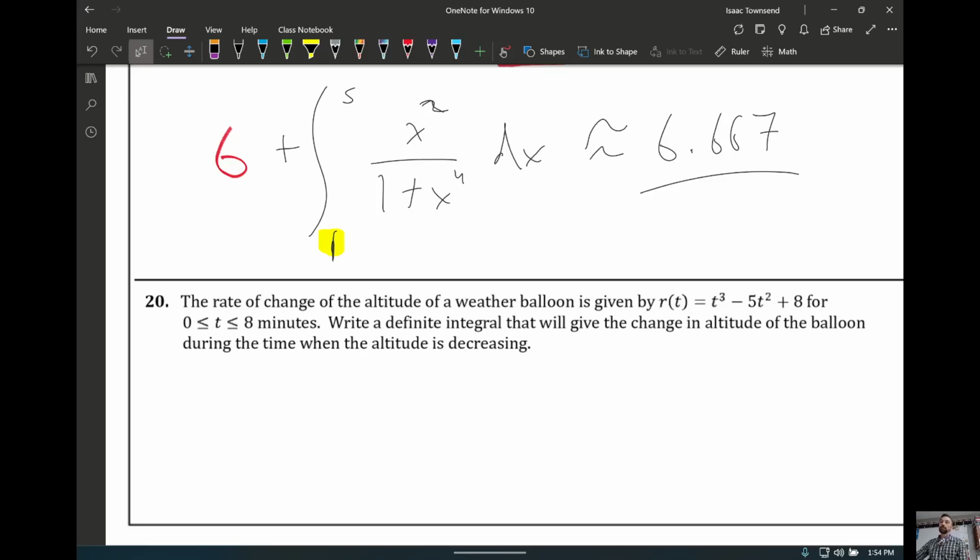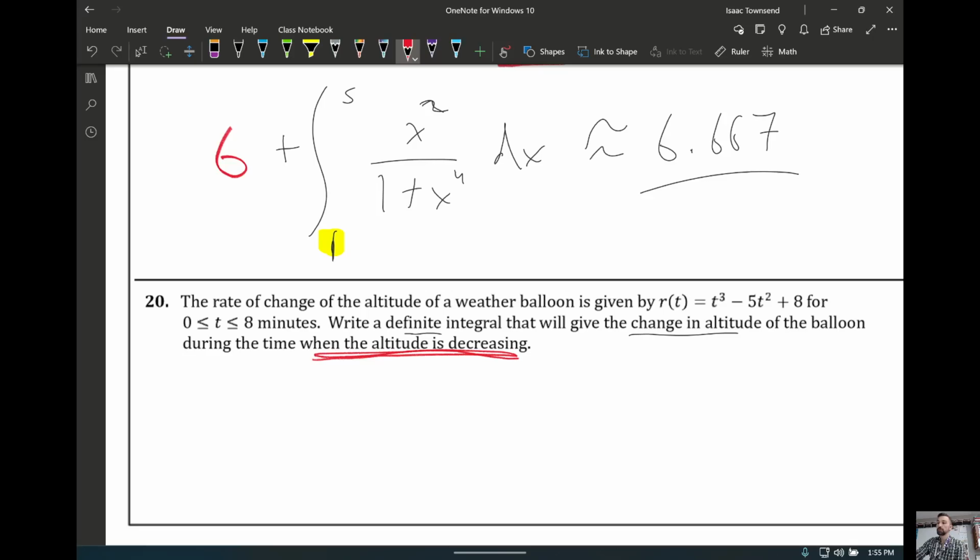Okay, question 20 is one that I missed this morning, the first try. So we read through here. This is the rate of change of the altitude of a weather balloon from 0 to 8. Write a definite integral that will give the change in altitude of the balloon during the time when the altitude is decreasing. Okay, hold up. Specifically, we're supposed to answer when the altitude is decreasing. What's a calculus way to say that?